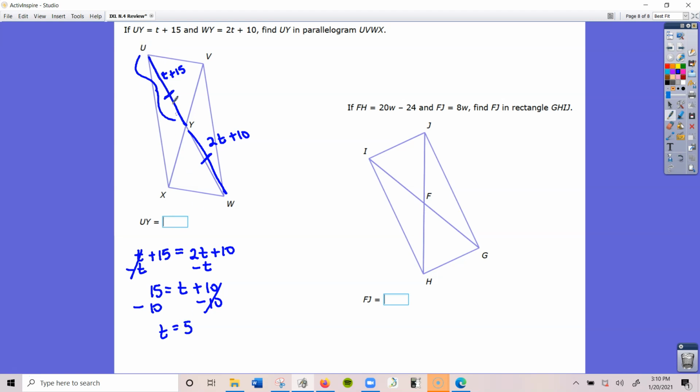Now it's asking me for UY, and UY is t plus 15. So I take the t and I plug it in. 5 plus 15 is 20.